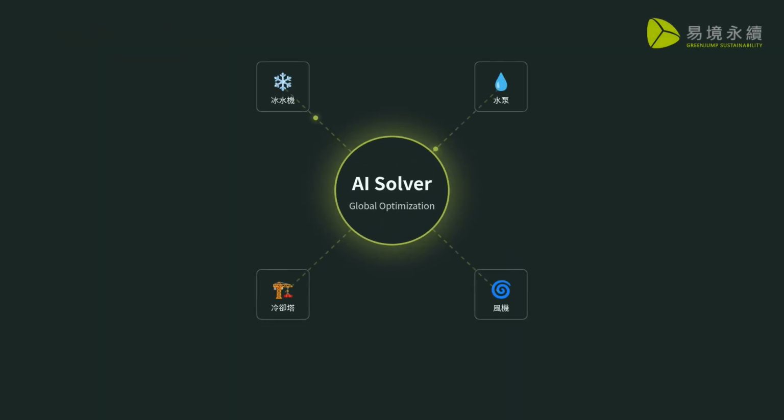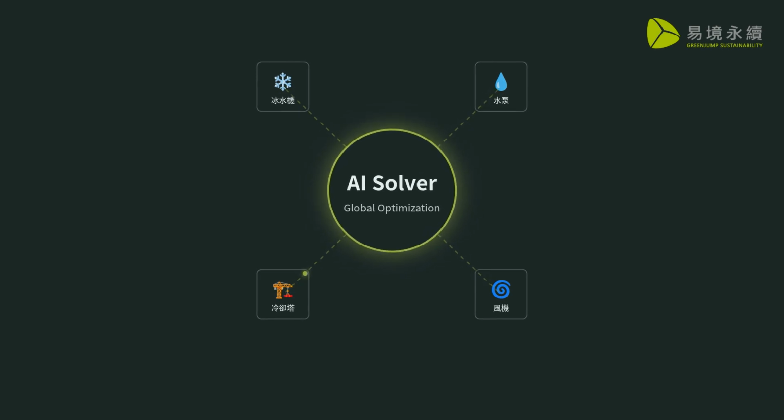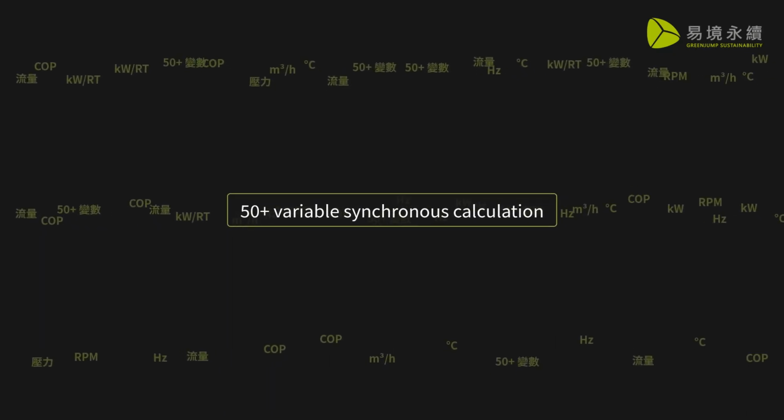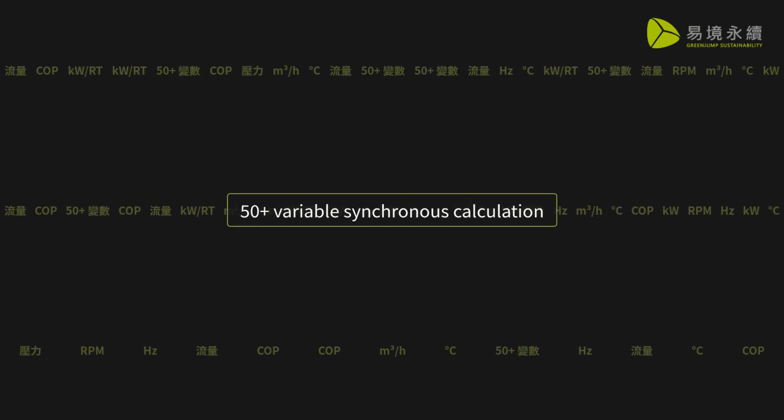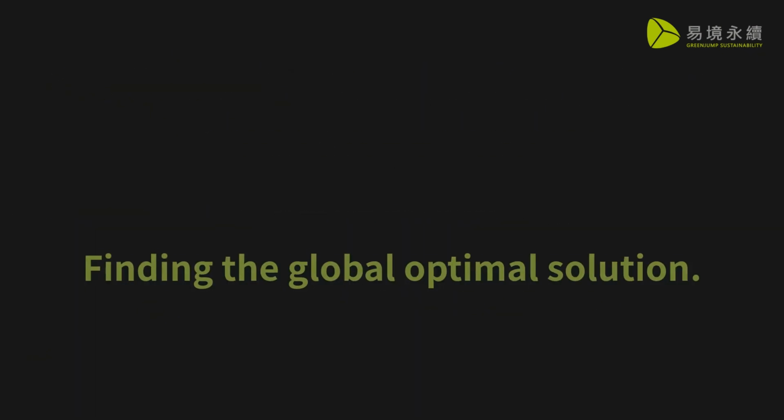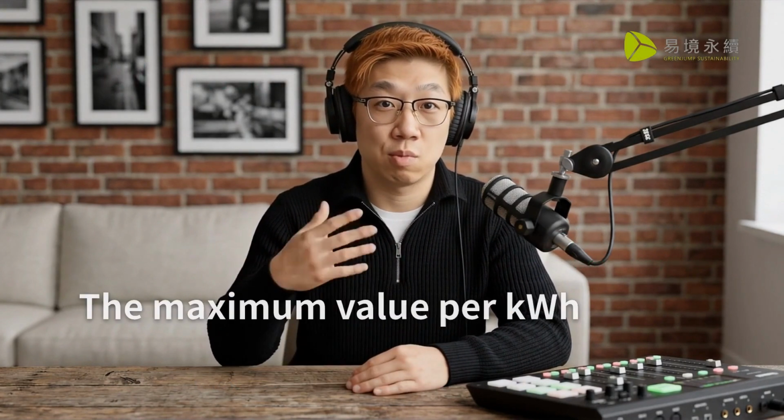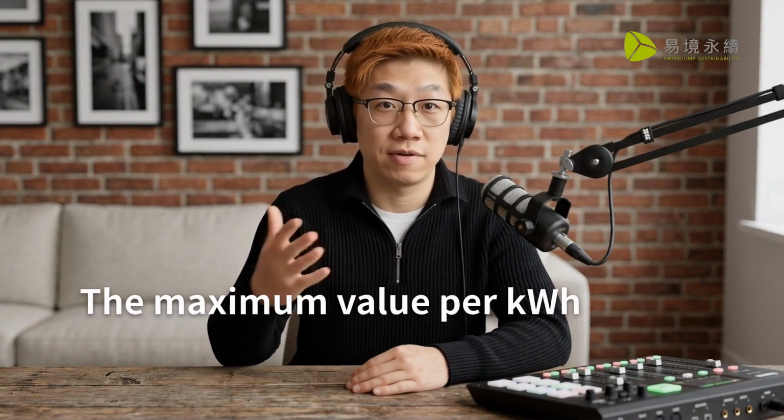This is the core. It does not compute one by one like traditional systems. It will simultaneously calculate more than 50 variables to find the global optimal solution for the ice water machine, water pump, fan, and cooling tower. In simple terms, it will calculate: if I spend a little more on fan electricity, can I save more on ice machine electricity? ArchiPilot automatically makes the smartest trade-offs, maximizing the value of every kilowatt.